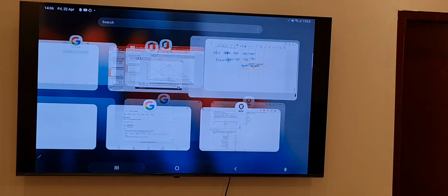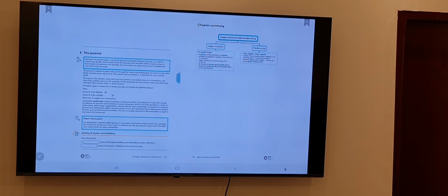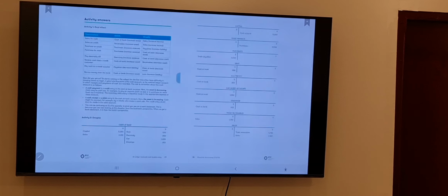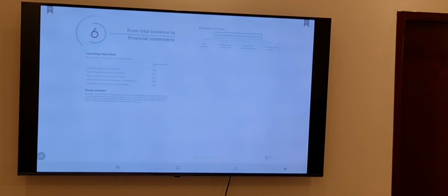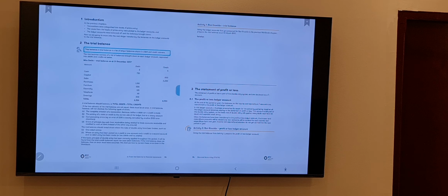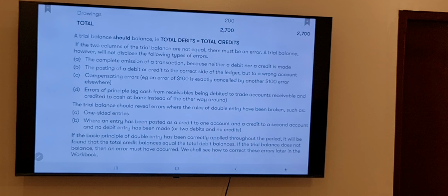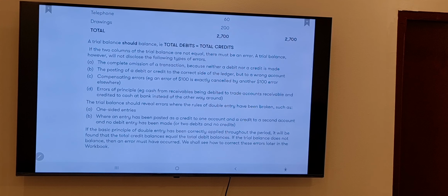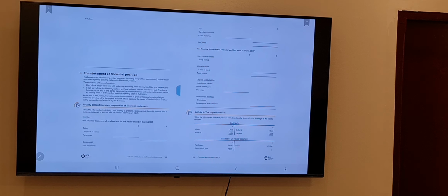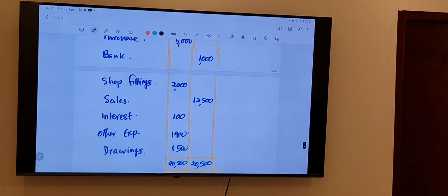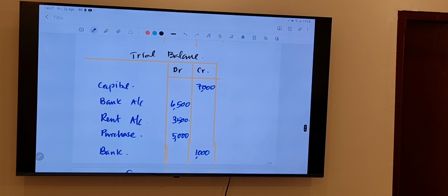Anyway, let me go to the textbook. Right. Next here, we try to prepare basic final accounts from the trial balance. See, there could be adjustments that we will discuss a little later. Now we try to understand how to prepare a basic final account.